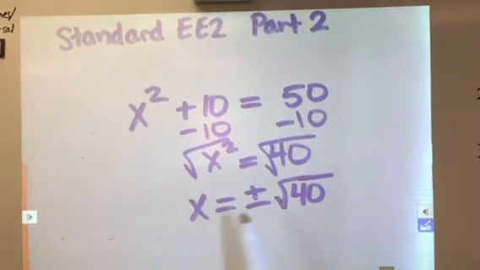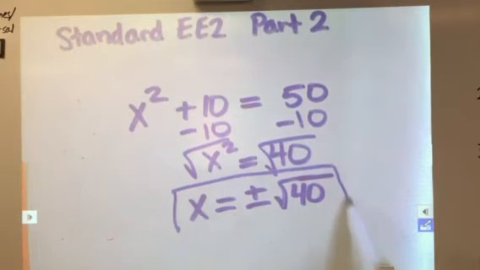Of course, if we wanted to estimate that, we would know that this value is a little bit more than positive or negative 6, since the square root of 40 is a little bit more than the square root of 36. But I'm going to stop right here and leave this in exact terms.